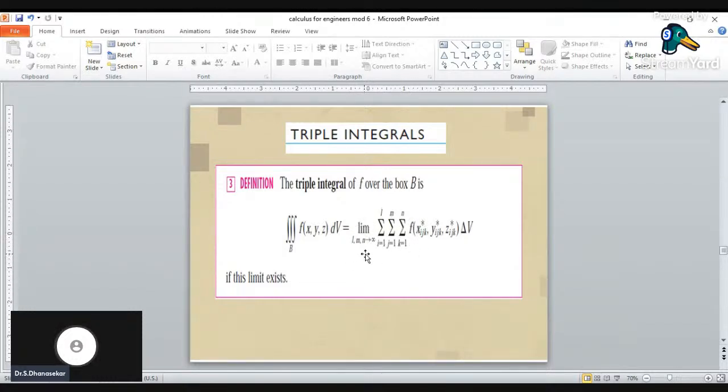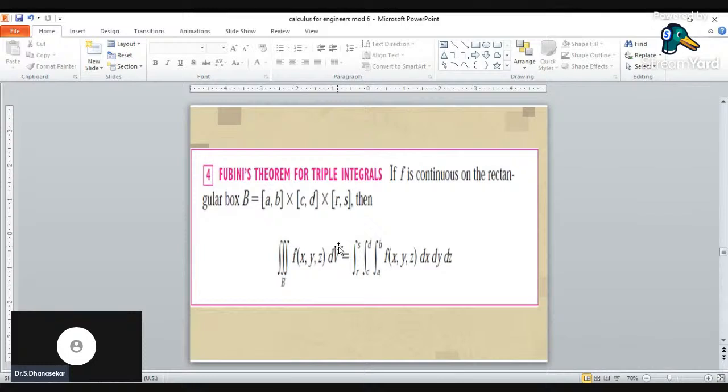Limit L comma M comma N tends to infinity, summation i equal to 1 to L, summation j equal to 1 to M, summation k equal to 1 to N, into delta V. This will be approximated to the triple integral. Okay. Now, triple integral again.